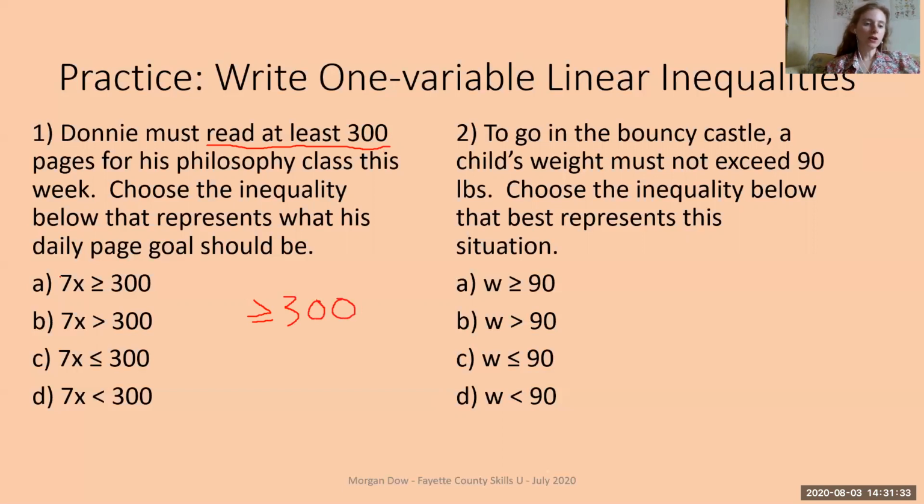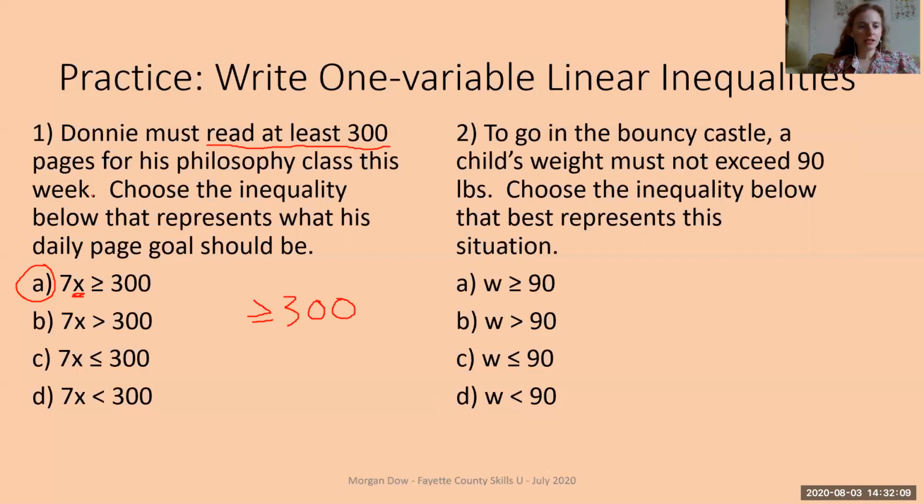So even without really worrying about what this 7x stuff means, we could really already decide that choice A has to be our answer. But let's think about what that 7x means. So it says choose the inequality below that represents what his daily page goal should be. So we don't have a number for that daily page goal, right? We haven't figured that out yet. So I'm going to assume that that's what the x is representing. x is whatever his daily page goal is.